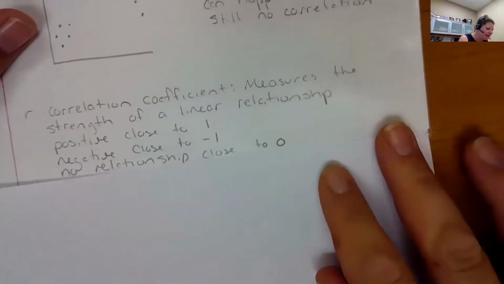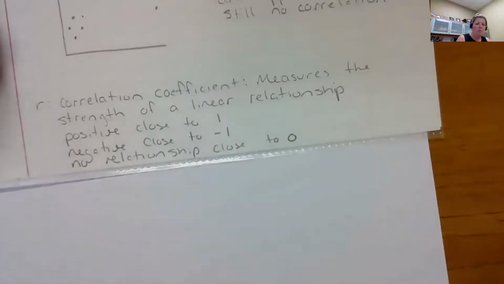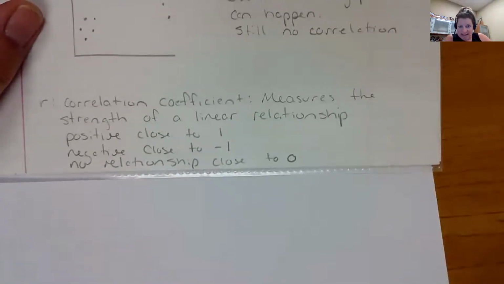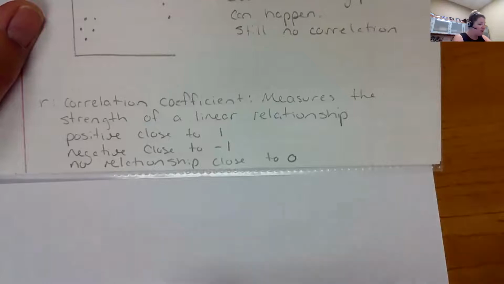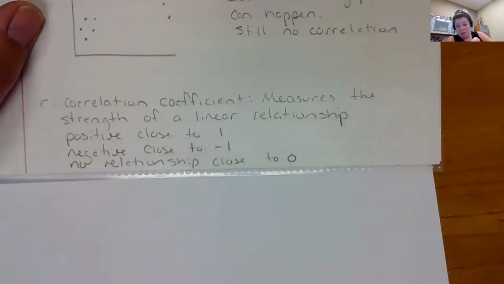Now, here's what we're going to use, and we'll use technology, which I'll show you in a second, to find what we call our R, the correlation coefficient, and it measures the strength of that linear relationship. So I can use the computer to tell me how strong the relationship is. The closer you are to the number 1, the stronger your relationship is. If I'm 0.99, that is an amazing relationship.